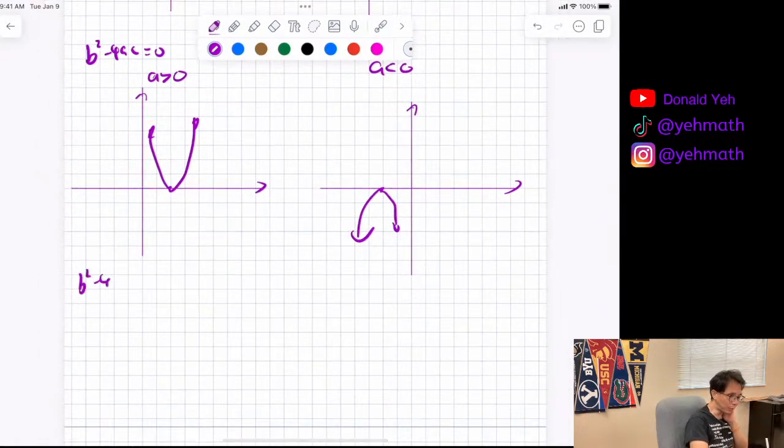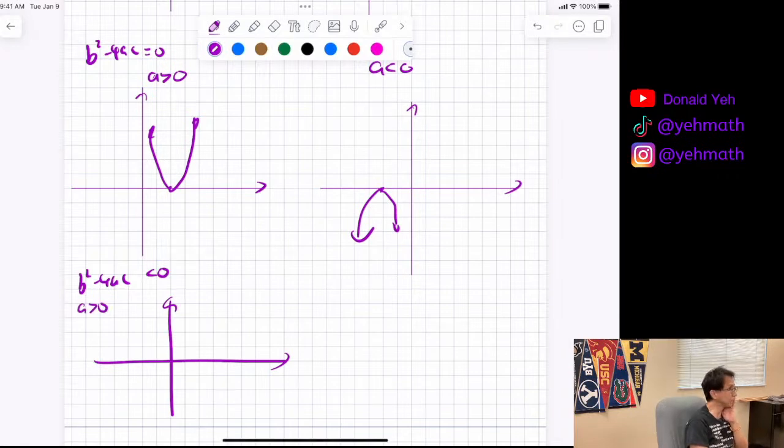B squared minus 4ac is less than 0. What does that look like if a is greater than 0? There's no x-intercept. But what does that look like? The parabola is going to be where? Not necessarily. The parabola is opening in which direction?